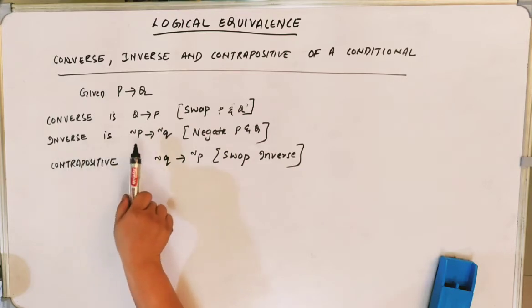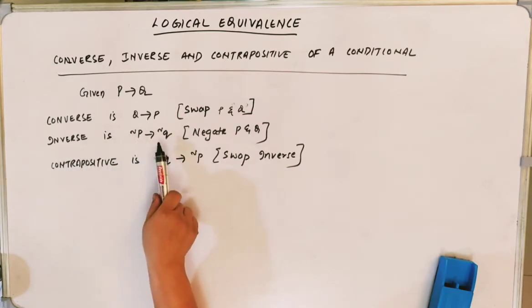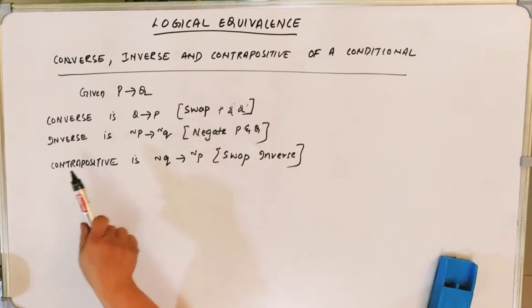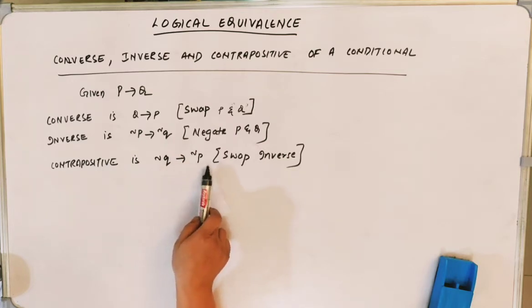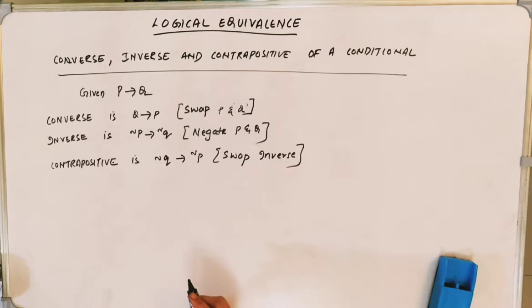Just swap P and Q's positions. What would be inverse? For the inverse, we'll have to negate P and negate Q. Contrapositive would be swapping what we have got in the inverse. So it'll be negate Q and negate P. So let's go through a few examples.